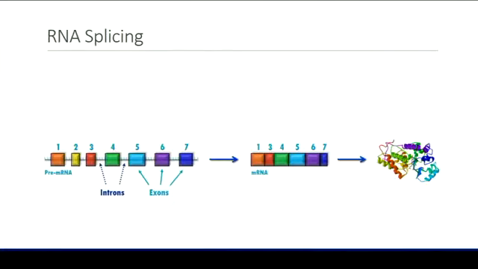So what is alternative splicing? In RNA splicing, during gene expression, we have pre-mRNA transcripts, and in this pre-mRNA, we have certain regions known as introns, which are removed, and the remaining regions known as exons are left in, and these are spliced together to form the final mature mRNA product.